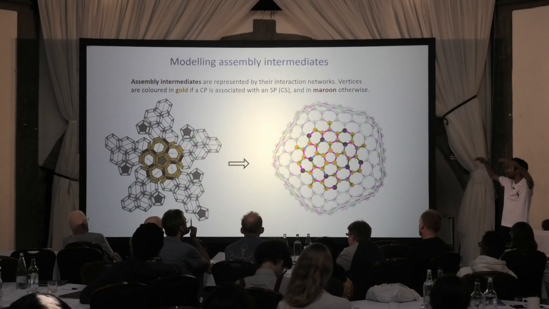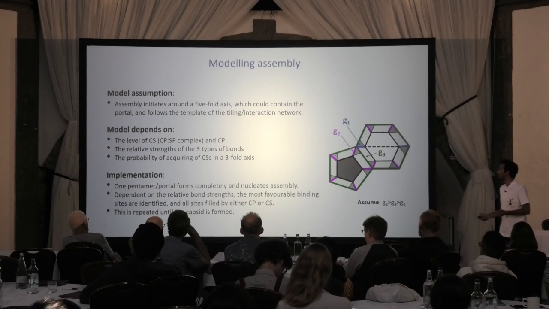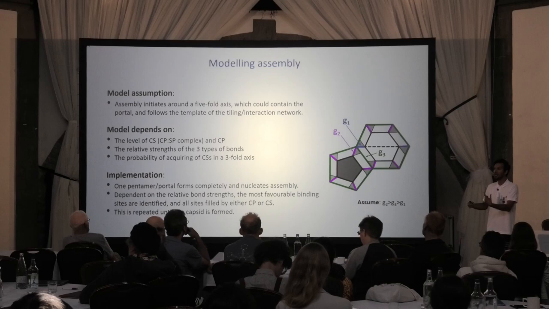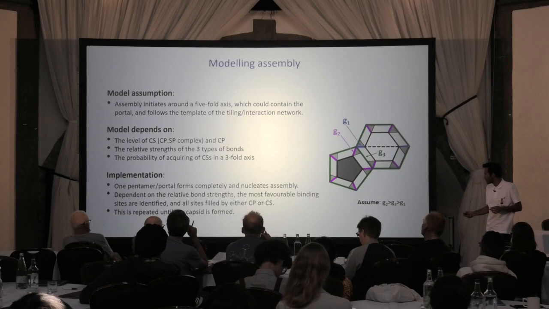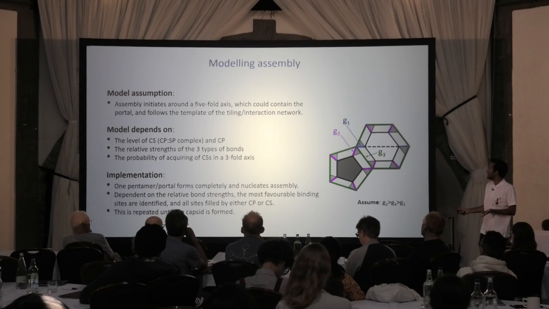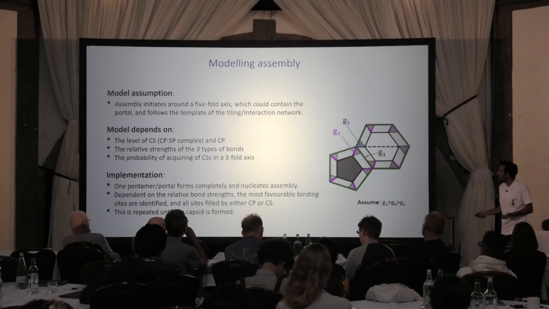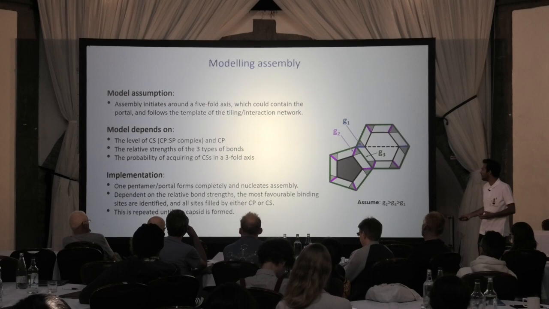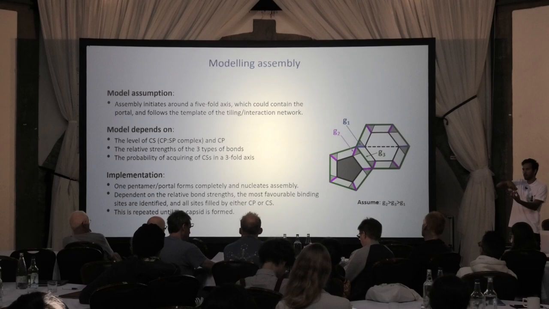But now, what are the rules for the assembly that we want to put in our model? We don't make that many assumptions. We just say the assembly initiates around the fivefold symmetry axis, which makes sense because in a real infection, the assembly happens around the portal, and the portal sits on a fivefold symmetry axis. The model depends on the levels of CS and CP, the three types of interaction strengths, and the probability of having a scaffolding protein at each site. For implementation, we assume that first the pentamer is formed, with all five monomers having scaffolding protein on them, which is kind of our portal, and then things grow around it and out to form the whole capsid.